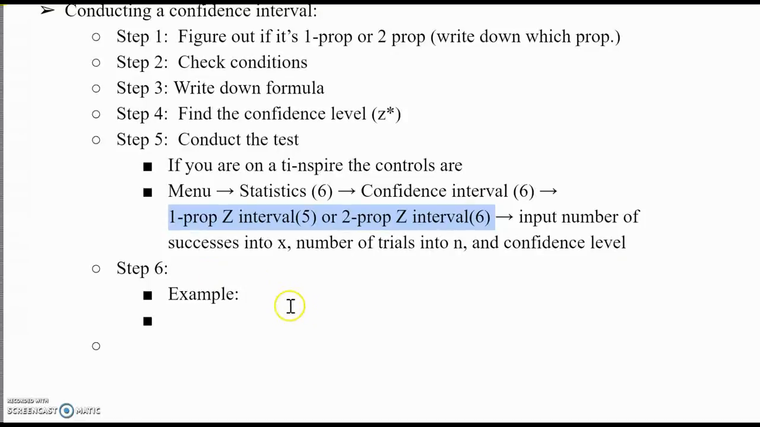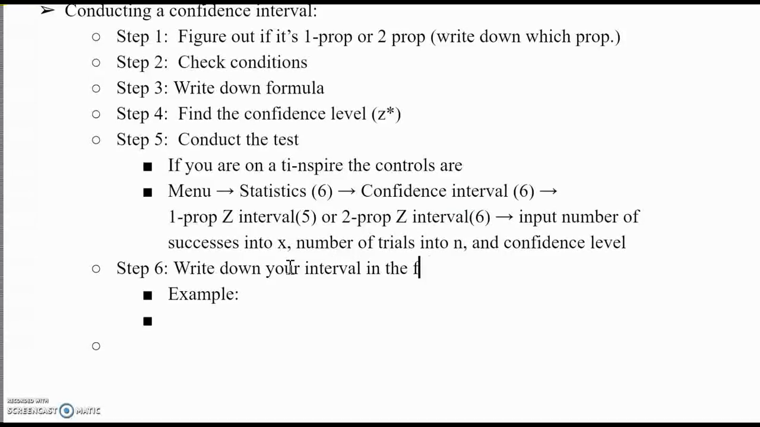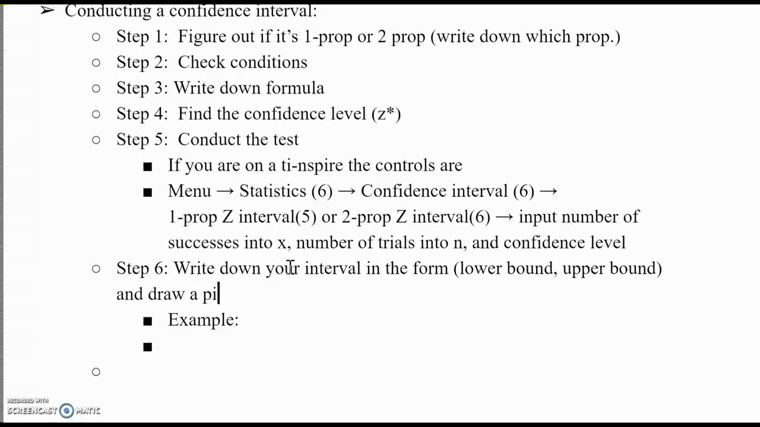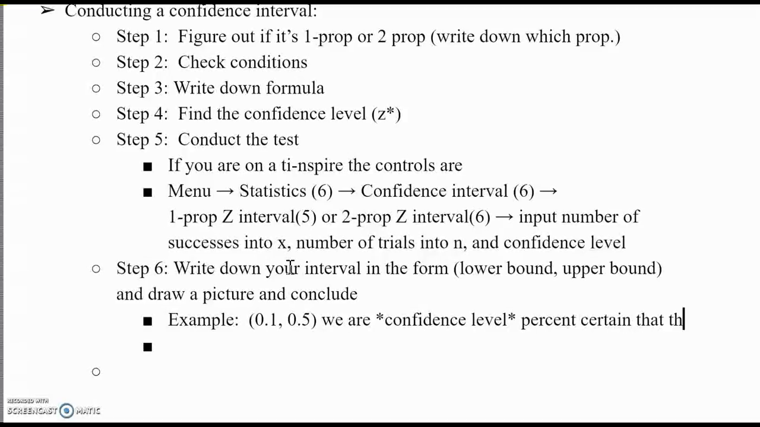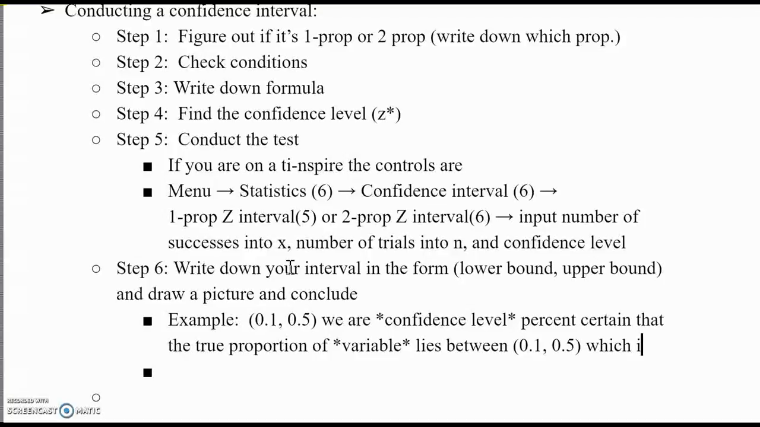So step 6 would be write down your interval in the form lower bound, comma, upper bound, and draw a picture and conclude. So for example, if we got something like 0.1, 0.5, this would be how I'd conclude. We are confidence level percent certain that the true proportion of whatever variable you have lies between 0.1, 0.5, which is our interval.